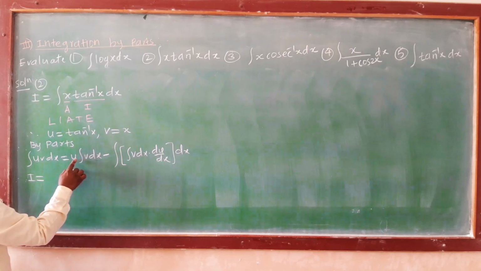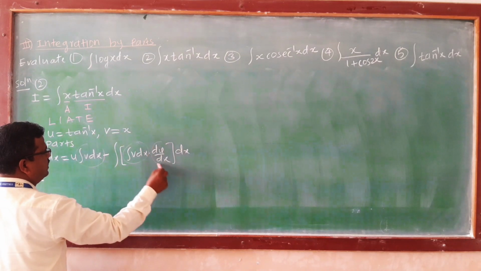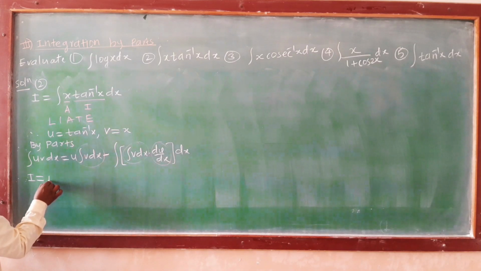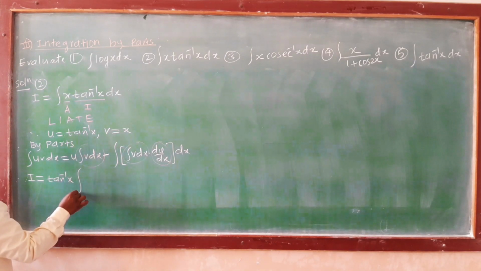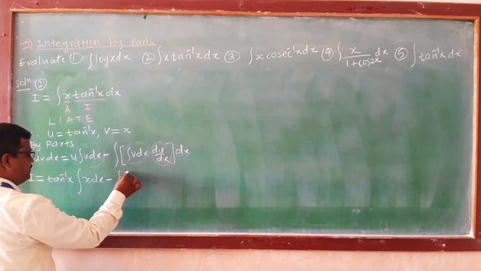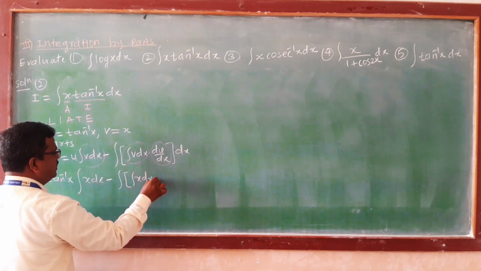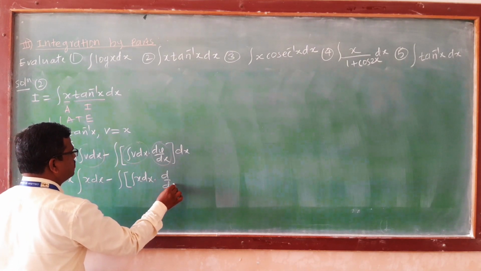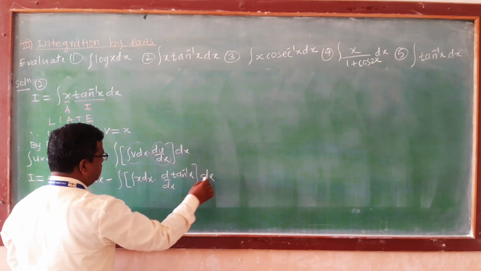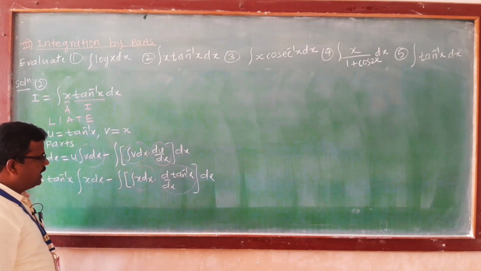Put value of u and v. In this formula, just put the values of u and v. We have to find the value of integration of v dx and derivative of u dx. So u means tan inverse x, put the value of u as tan inverse x. v means x dx, minus integration of, again integration of v, which is x dx, into d by dx of u, which means tan inverse x with respect to x. So, we have to write this integration of x and derivative of tan inverse x.